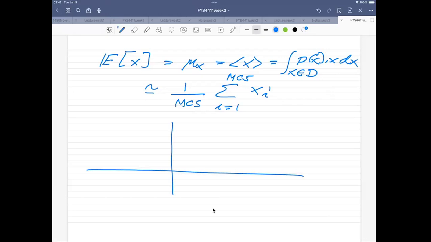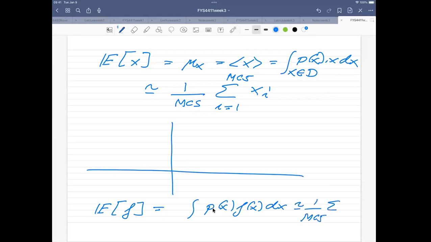So suppose now that we want to calculate the expectation value of a specific function. So the mean value of that one, and that integral is going to be given by the probability distribution P of x, f of x, d of x, which we then approximate in the simulation with a loop over the number of Monte Carlo cycles, I, and then we simply have f of x of I.